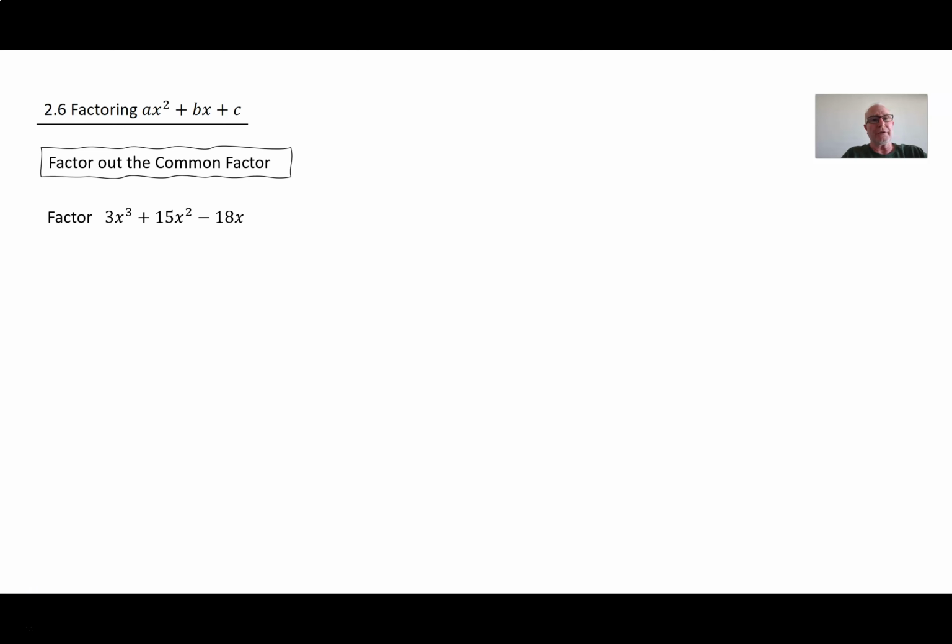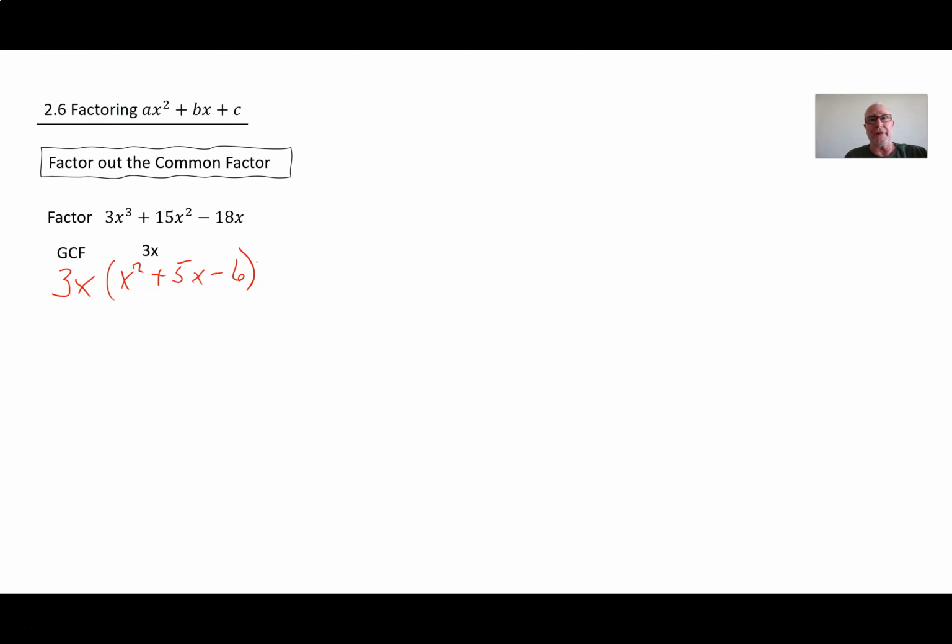So now we're going to factor 3x cubed plus 15x squared minus 18x. When we look at these terms, we see there is a common factor. The greatest common factor is 3x. So that's what we want to factor out, the 3x. And then what we're left with is x squared plus 5x minus 6.